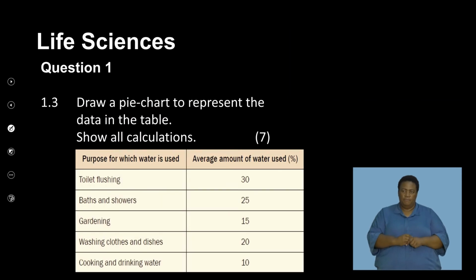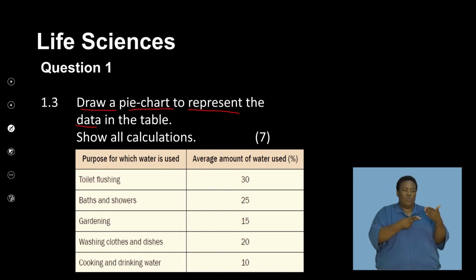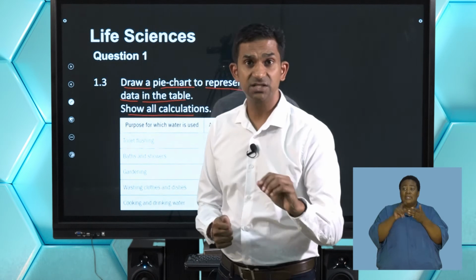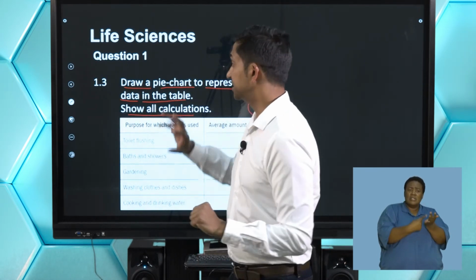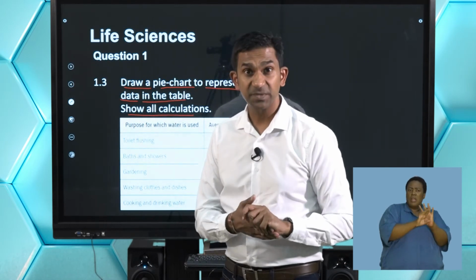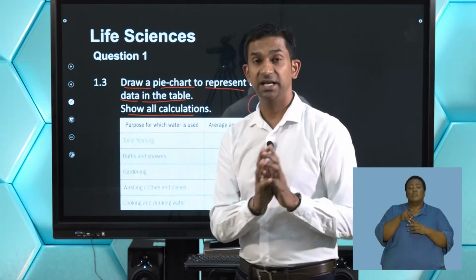Okay, so the next question. Draw a pie chart to represent the data in the table. Show all your calculations, and that's a 7-mark question. And guys, this takes us back to those lessons where we discussed the scientific skills, and how data needs to be presented. And in this question, they point us specifically to presenting the information in a pie chart.